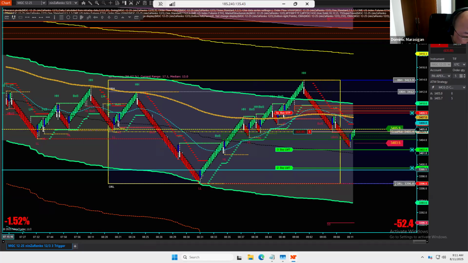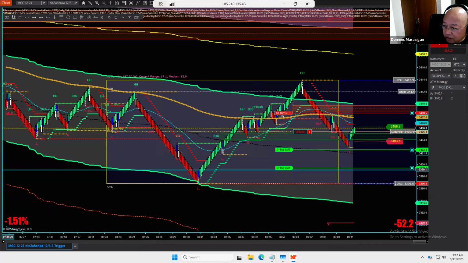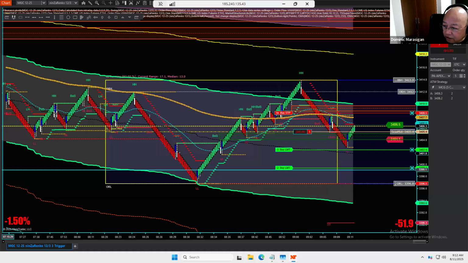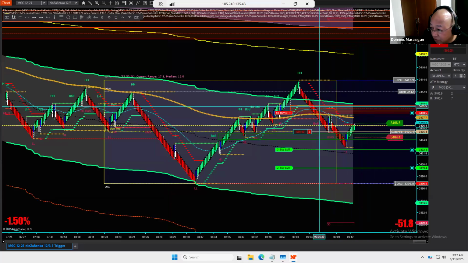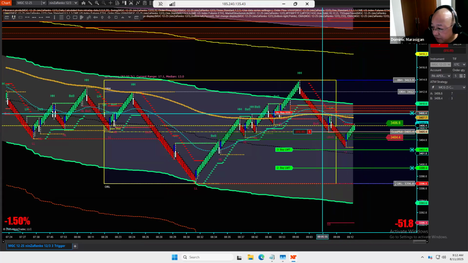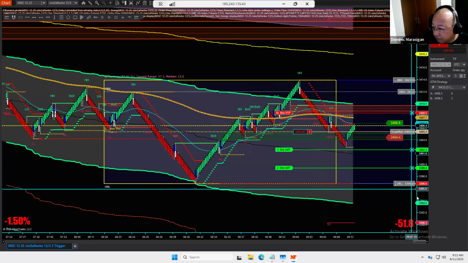But I'll probably let this go for a bit here. You see the swing. The swing here is basically this one. Wait, let me see if I can show it. The swing is right here, that one right there. So that's why my stop is there. Now, again, if it hits my loss, then that's fine.